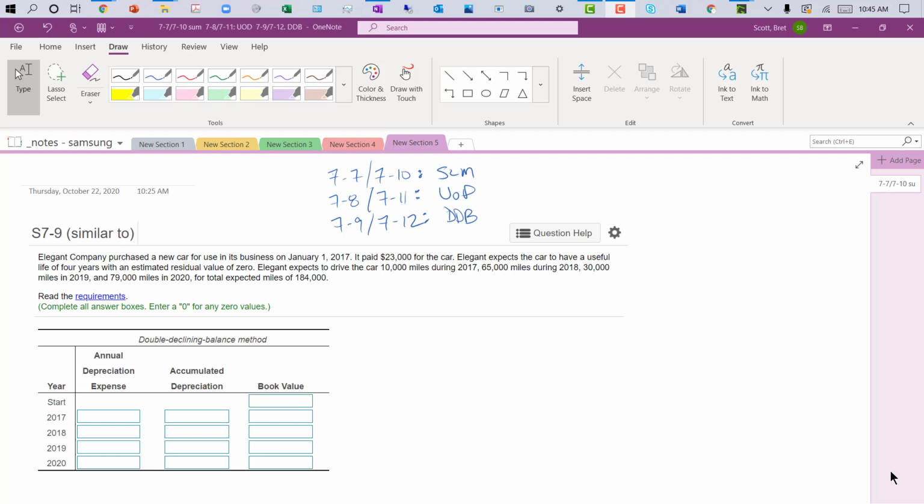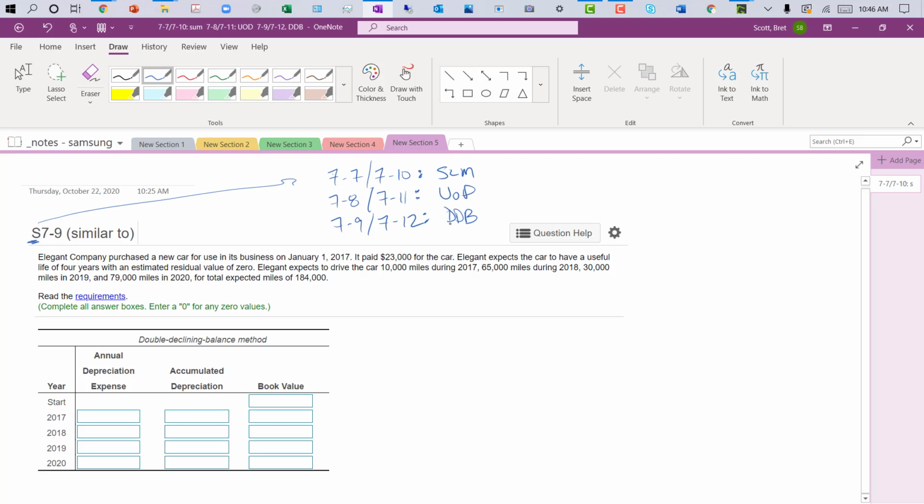Some of you guys have been asking me questions about problems related to Chapter 7.3, Homework 7.3. There's a series of problems that start with S: S-7, S-8, S-9, 10, 11, 12. So 7 and 10 relate to the straight line method, 8 and 11 relate to units of production, and 9 and 12 relate to double declining balance.